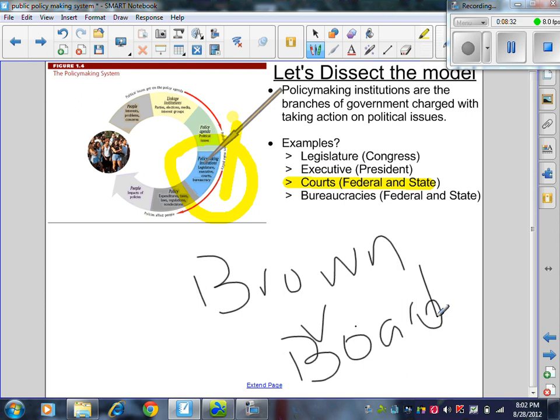That is a decision that was made, and let's take that back through the policy-making process. You had many people in the civil rights movement. We'll start right here with the people.